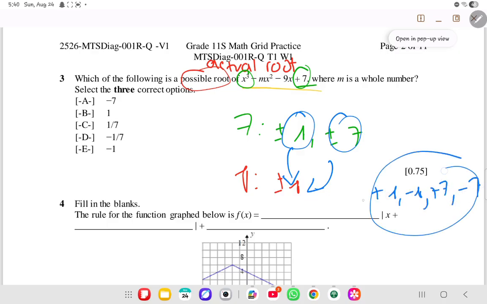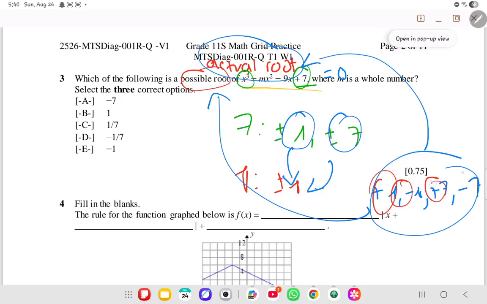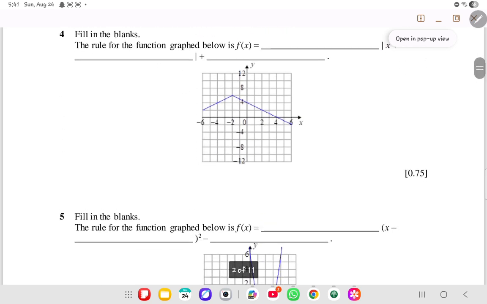Now, these are possible roots. Whereas to find the actual root, you would need to take one of these roots and substitute it in the equation. If by substituting in the equation you get an answer equal to 0, then you will know that this is an actual root. If you find anything other than 0, you will know that it's not an actual root. So we found the possible roots, which are plus 1, minus 1, plus 7, and minus 7. So in this case, it's minus 7, 1, and minus 1. So it is A, B, and E. So that is it for question number 3. We'll move on to question number 4.